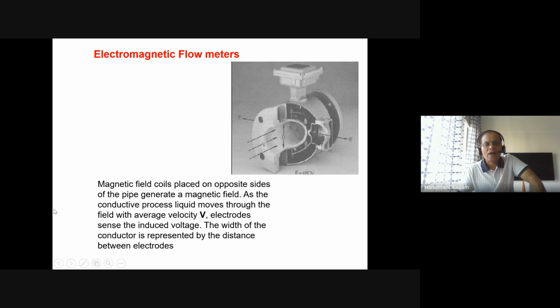The electrode senses the induced voltage. The width of the conductor is represented by the distance between the electrodes. Conductor width means the diameter of the pipe, the distance between these two electrodes, one electrode on this side, the other on this side. So the distance between them is nothing but your diameter, D.